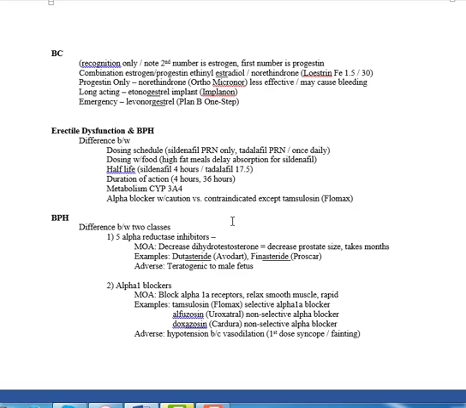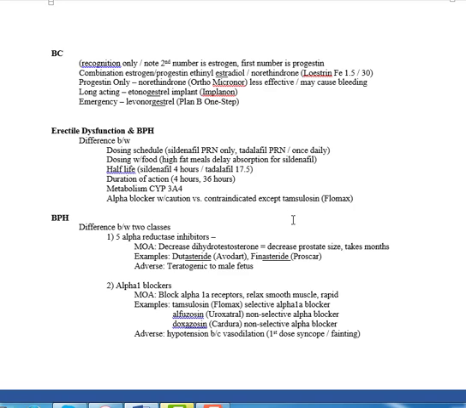Duration of action, so around 4 hours versus 36. And then how's the metabolism affect any interaction? So we're talking about the CYP3A4 system. Alpha blockers, we want to use with caution, except tamsulosin. That seems to be okay because it doesn't really have that vasodilatory issue as the other alphas do.